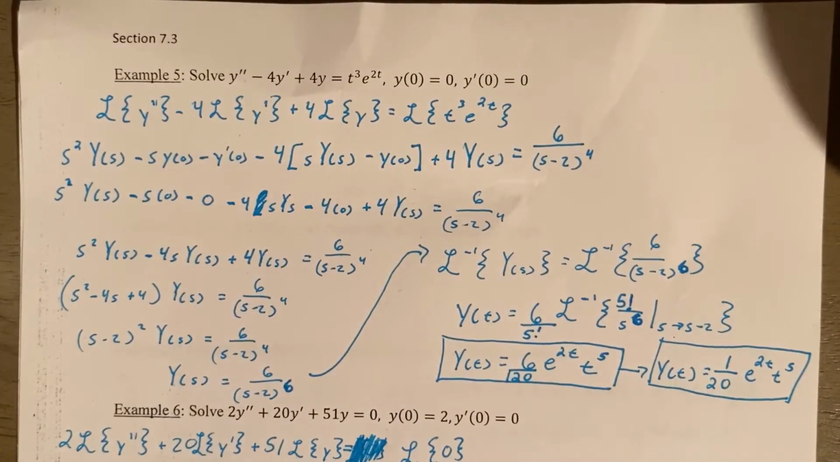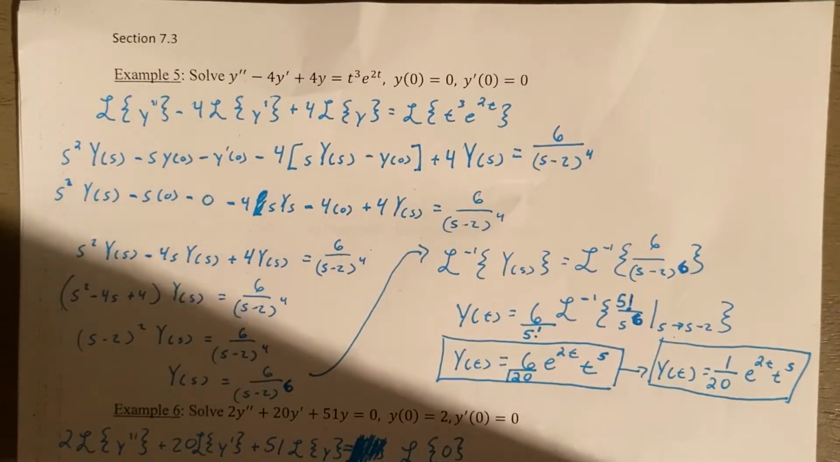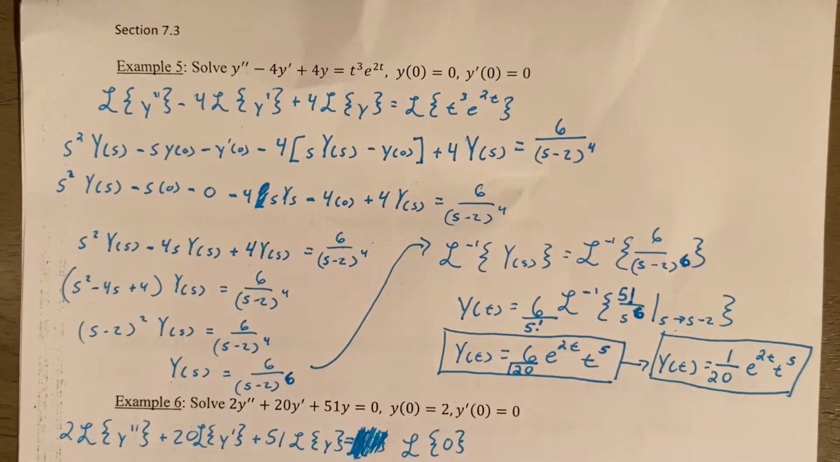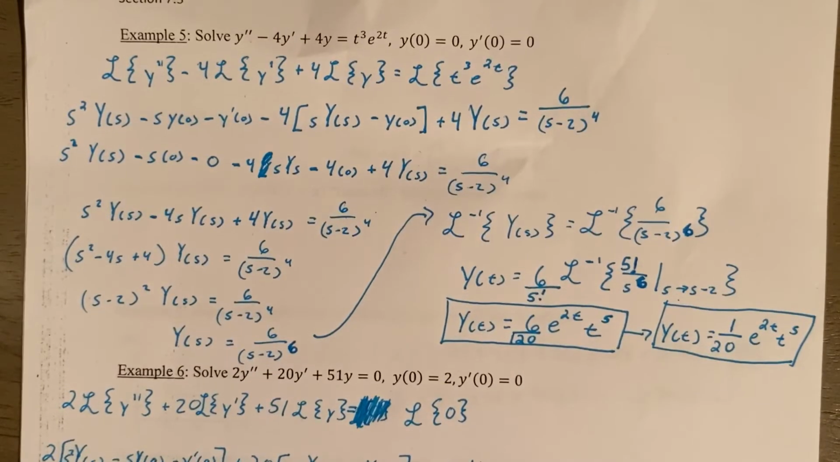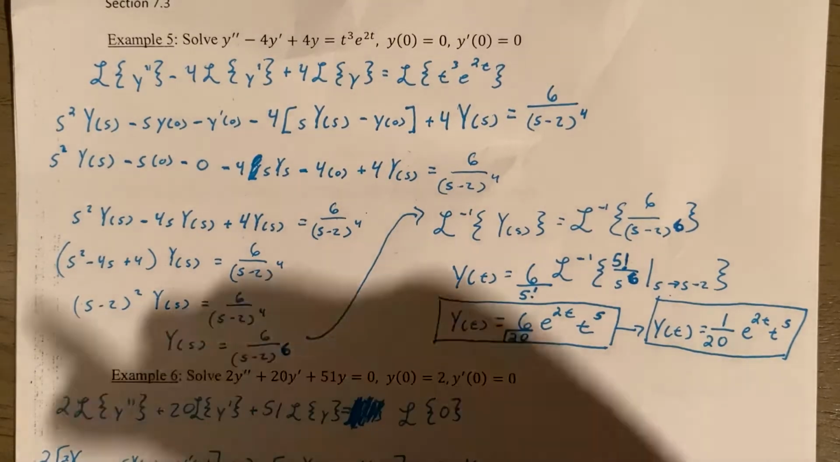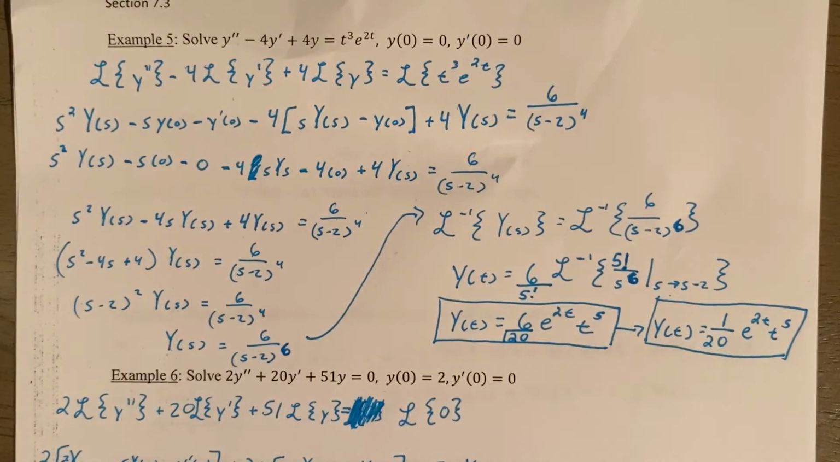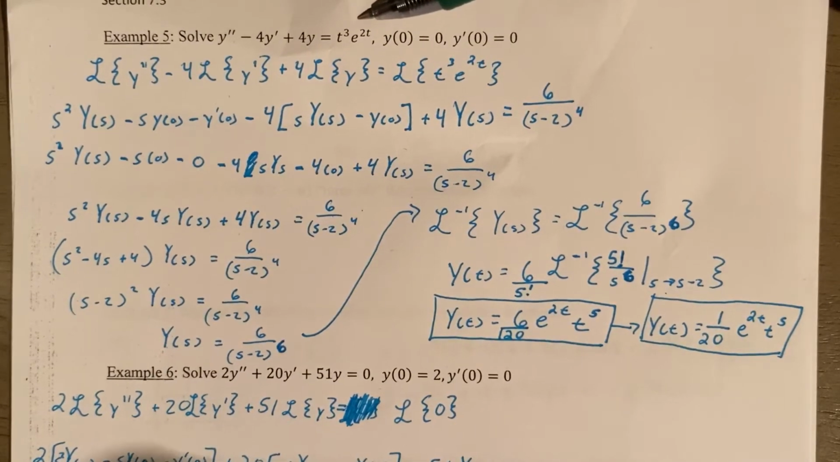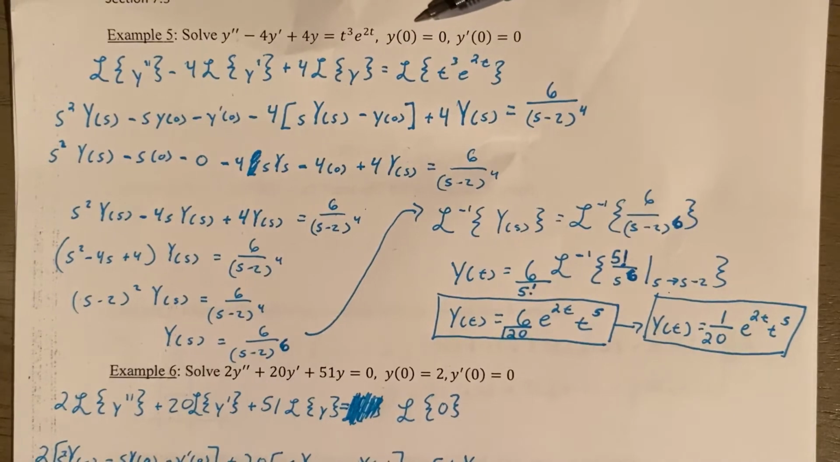Hi, welcome to page 2 of section 7.3, where here we're going to solve two differential equations. The first being example 5, where we have y double prime minus 4y prime plus 4y equals t cubed e to the 2t. So here, looking at the forefront, I'm going to see that I have some function t cubed times e to the 2t. So it tells me that I'm probably going to use the translation on the s-axis to go ahead and finish solving for this.